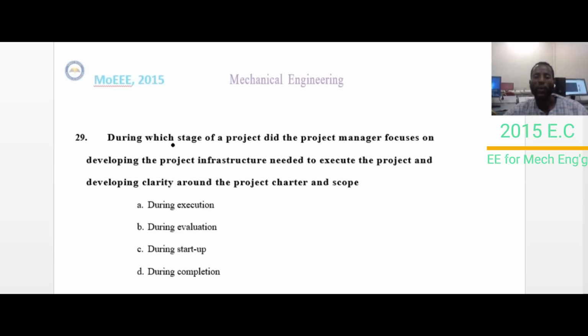The other: during which type of project did the project manager focus on developing the project infrastructure needed to execute the project and developing clarity around the project charter and scope? A. During execution, B. During evaluation, C. During startup, and D. During completion.